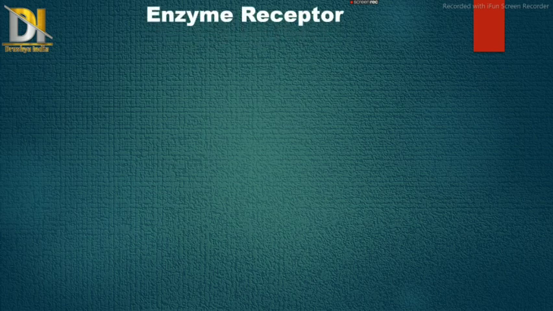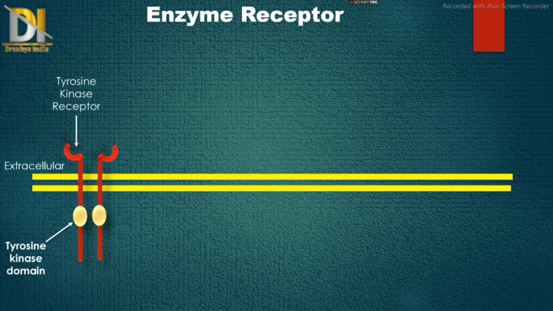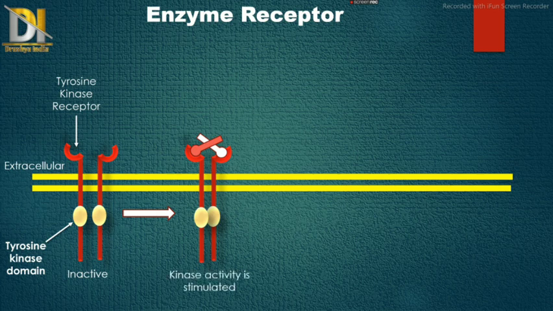Now the next one is enzyme receptor. Here we can see a lipid bilayer on which enzyme receptors are present, which are currently in an inactive state. Now as soon as this drug molecule binds to the receptor, these two domains bind and form dimers. Currently it is active, or we can say kinase is stimulated.